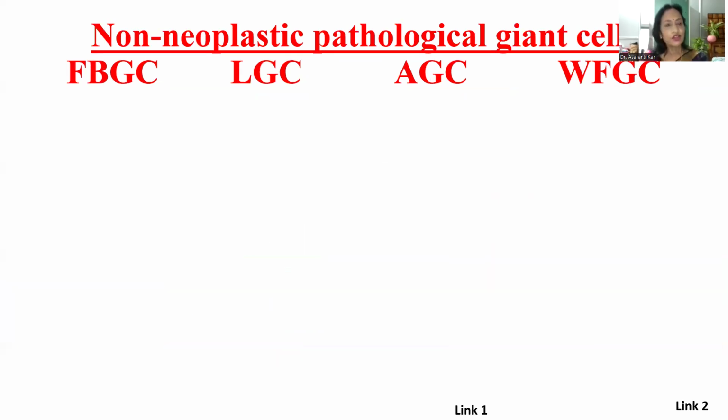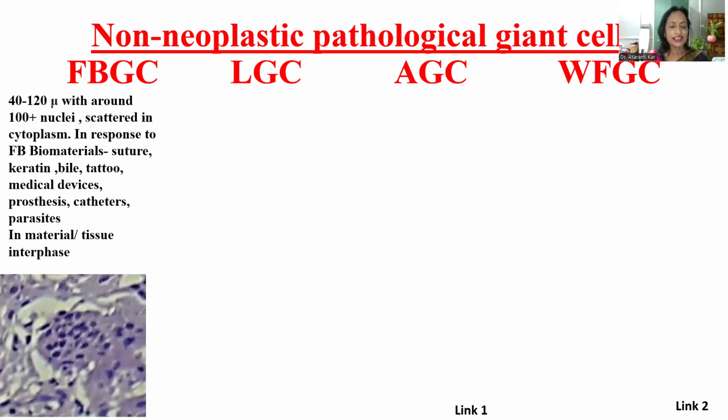Pathological giant cells, like any other pathological condition, can be non-neoplastic or neoplastic. Now, the non-neoplastic ones are many in number and type. The important ones which we encounter in our regular pathology practice or studies are mostly foreign body giant cells, Langerhans giant cells, Aschoff giant cells, and Warthin-Finkeldey giant cells.